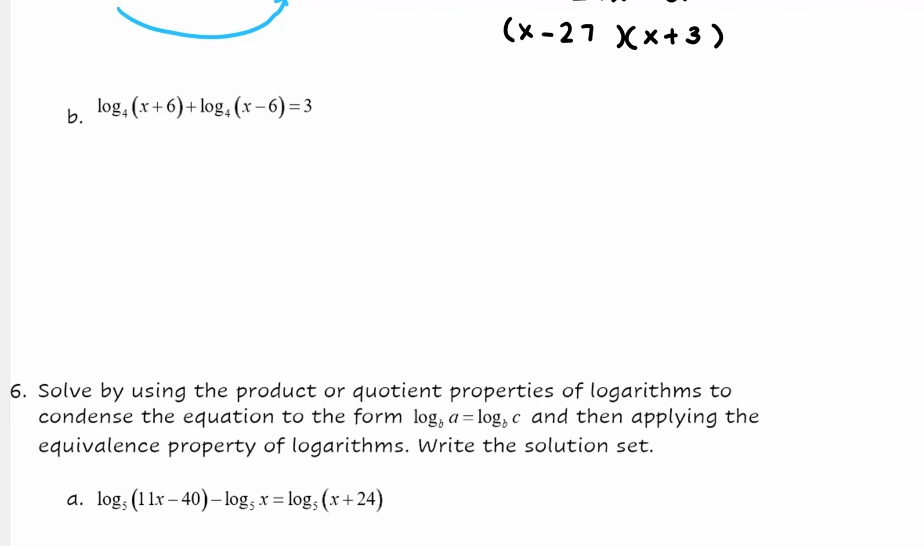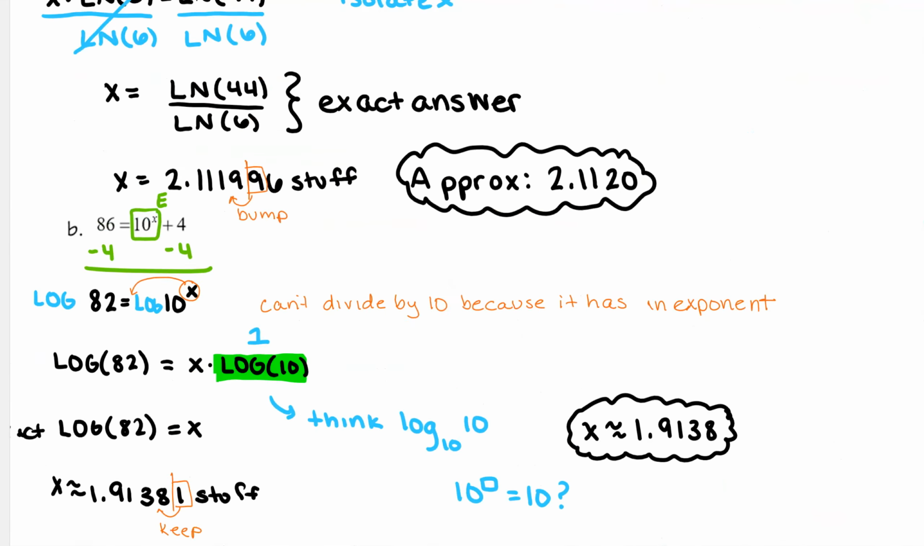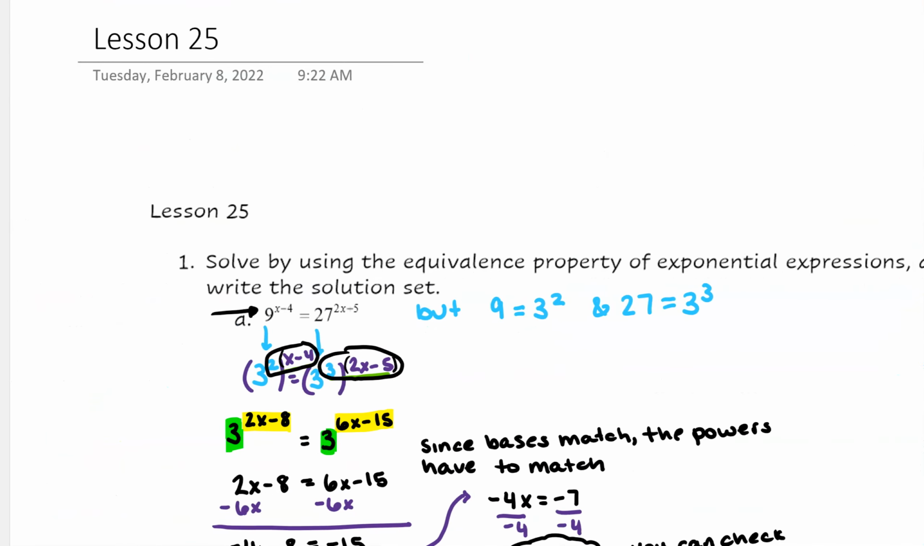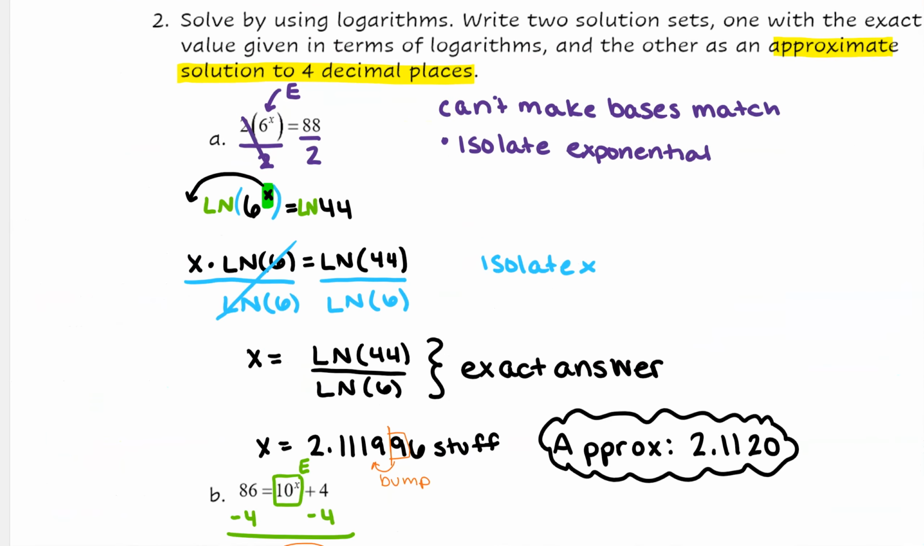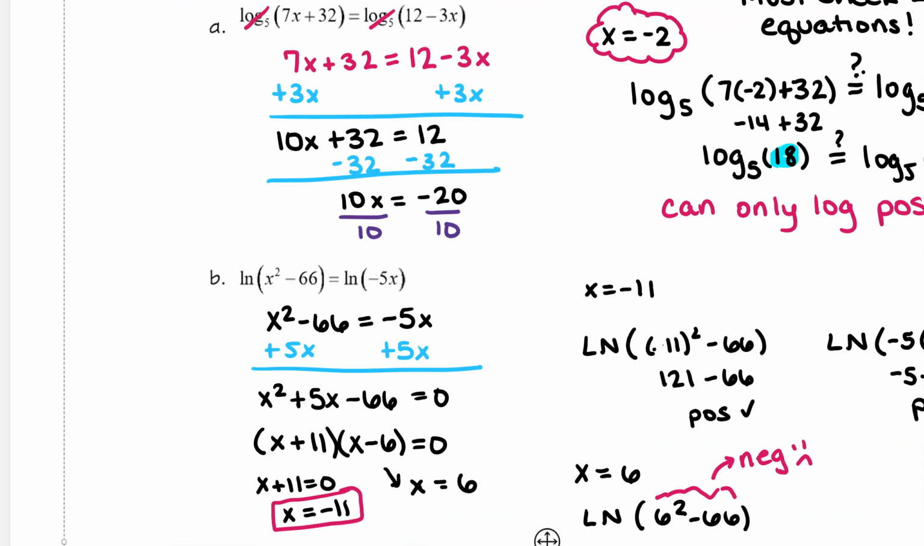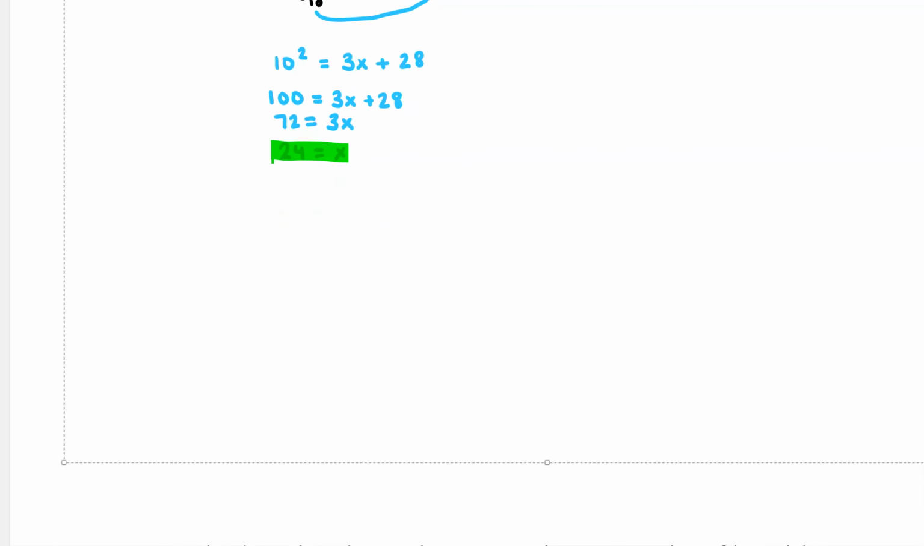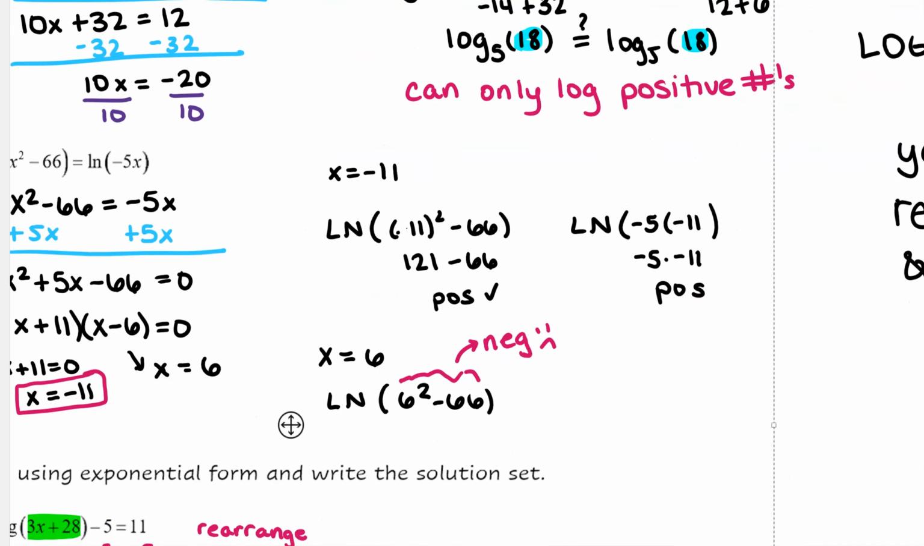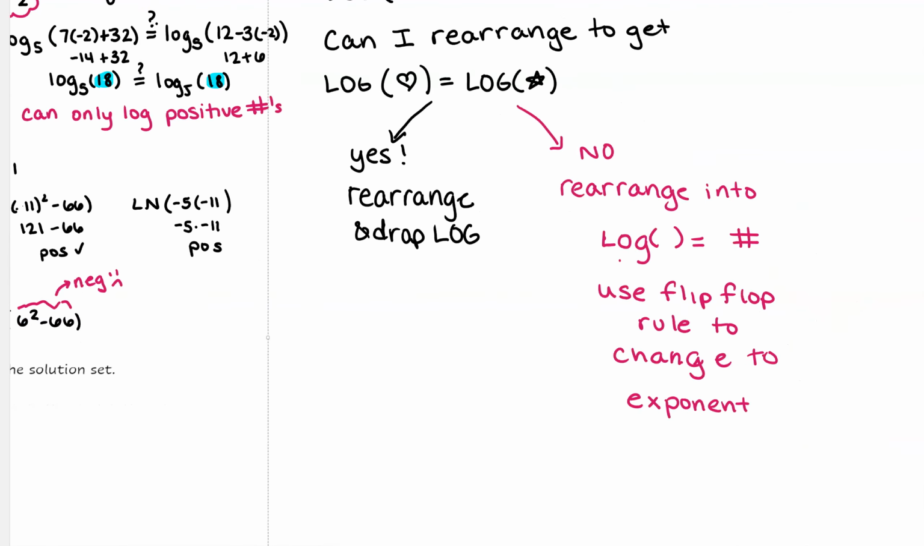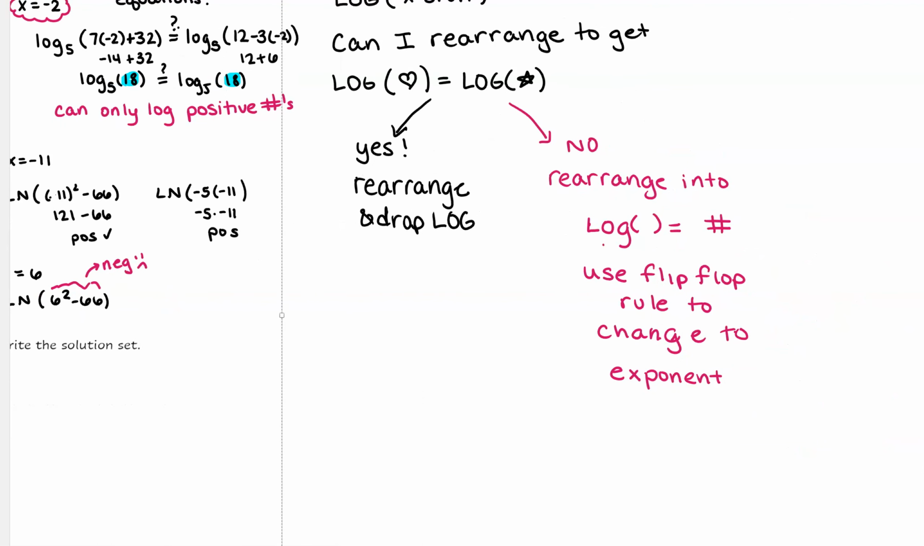Okay, this is the last few problems from lesson number 25. So recall we were solving exponential and log equations, and I'm just trying to find log rules. Okay, so when you have an equation where the x is inside the argument of a log, you ask yourself, can I rearrange this to get log of this equals log of that? And if the answer is yes, then you're going to rearrange it. Log of this equals log of that, and you can drop the log.